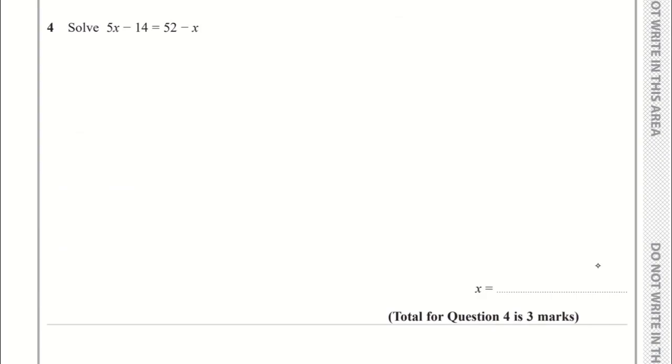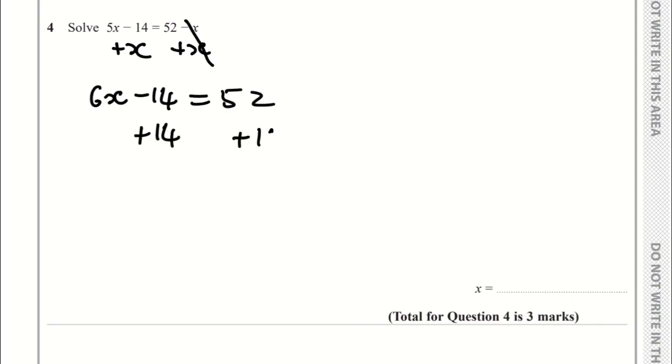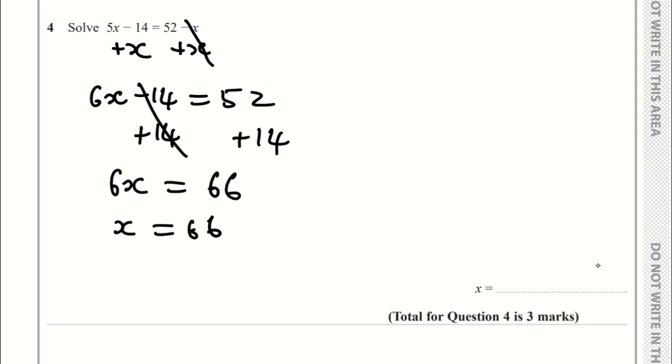Okay, let's move on to question number 4, which says we should solve 5x minus 14 is equal to 52 minus x. So I'm going to add x to both sides to get rid of this negative x. So you have 5x plus x, which is 6x, minus 14 is equal to 52. Now I'll add 14 to both sides, and this just cancels out. You have 6x is equal to 66. So I'll divide both sides by 6, and x is equal to 66 over 6, which is 11. So the value of x here is 11.